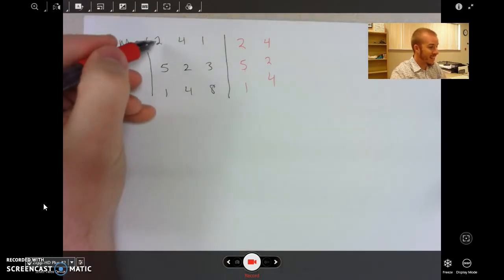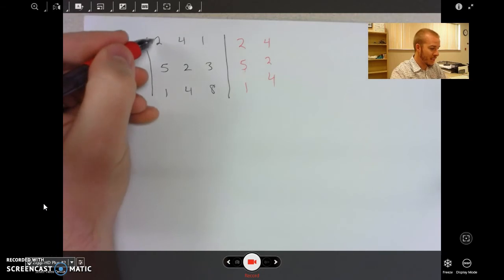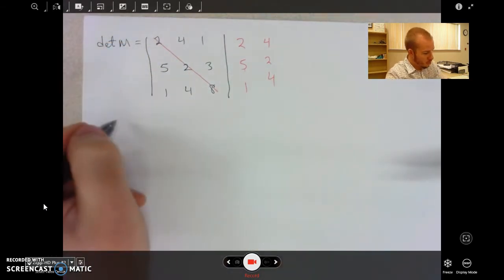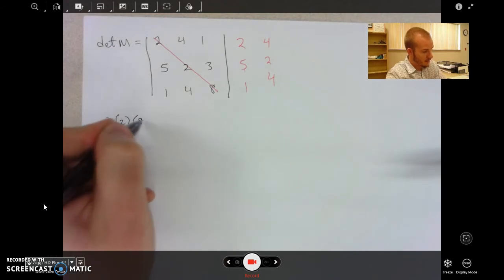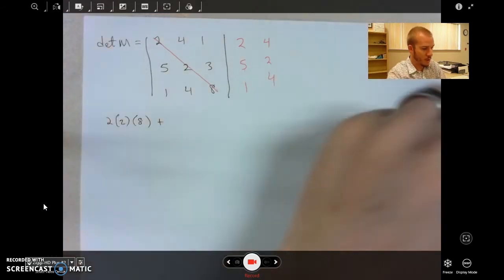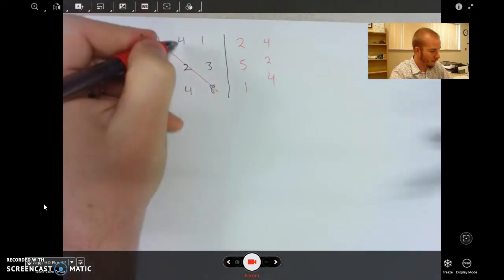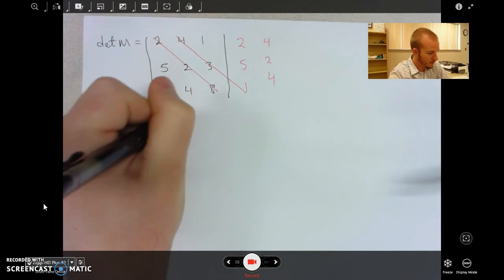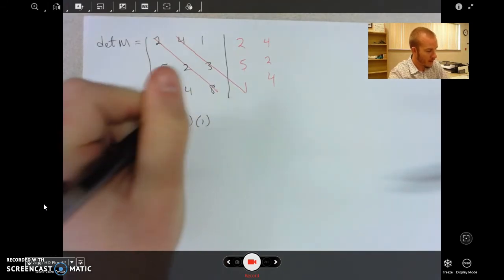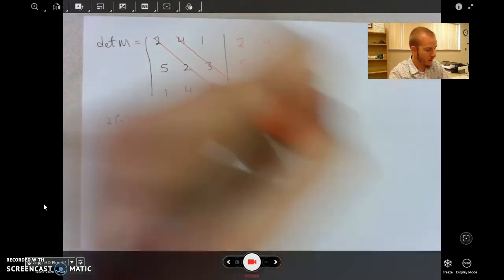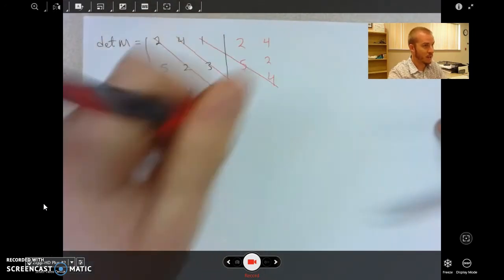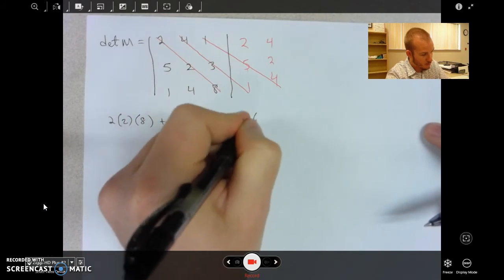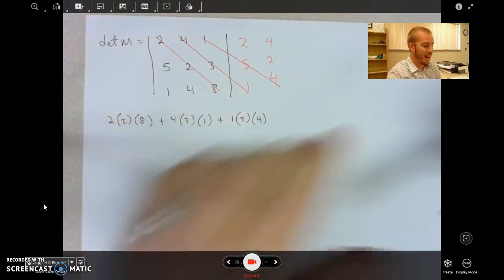You're going to, kind of like when we did the 2 by 2, you're going to take these guys and you're going to multiply them together. So you're going to get 2 times 2 times 8, and you're going to add that to, when we do this now, 4 times 3 times 1. And you're going to add that to 1 times 5 times 4. So you see in the little pattern here we're doing 1 times 5 times 4.